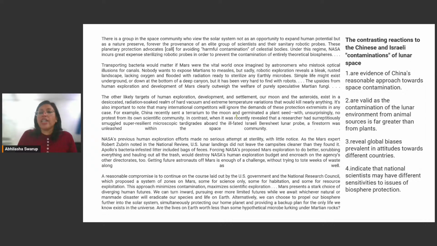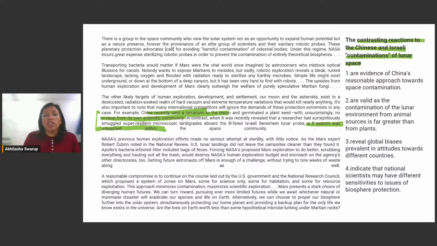Now, this question, guys, says the contrasting reactions to the Chinese and Israeli contamination of lunar space. Now, see, where did we speak about this? We spoke about this here in the third paragraph, that China sent a terrarium to the moon. Nobody said anything. The scientific community did not even say anything. In contrast, when the Israeli lunar probe took up something, a firestorm was unleashed, right? Within the space community, everybody said something. Now, see, I told you while we were talking about what to pay attention to. Now, here is such a beautiful example and such beautiful contrast that is given.